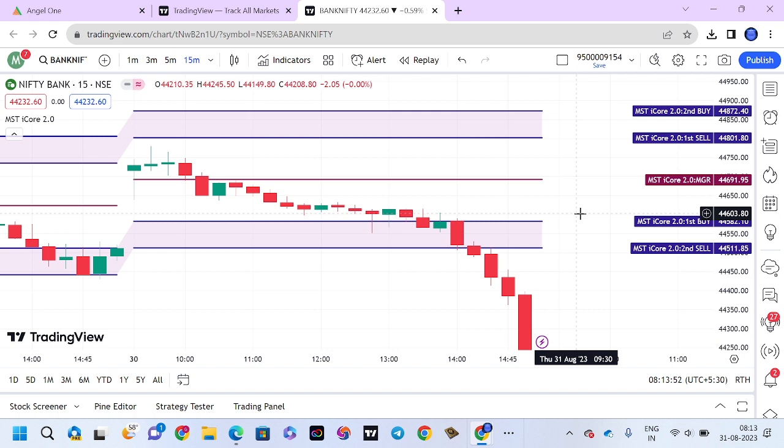But don't forget, we never tell you that this is a 100% holy grail, because there is no strategy or indicator available in the market which always gives you profit. Someday it will give a loss, someday it will give a profit, but the profit is more than the loss. That you should not forget.